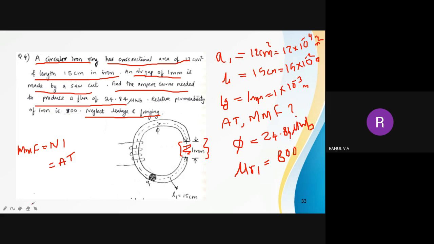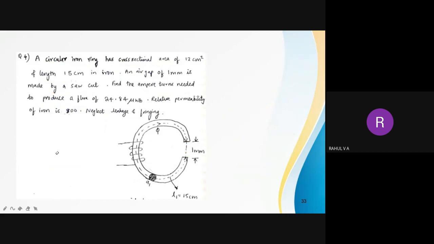Okay, this much clear for all of you? ഇത്രയും ക്ലിയർ ആണോ നിങ്ങൾക്ക്? Yes. Okay. So next we have to write. Whenever you get a problem, you have to write down all the given values. Then we know the formula for MMF.